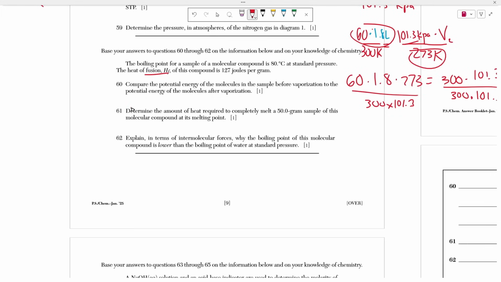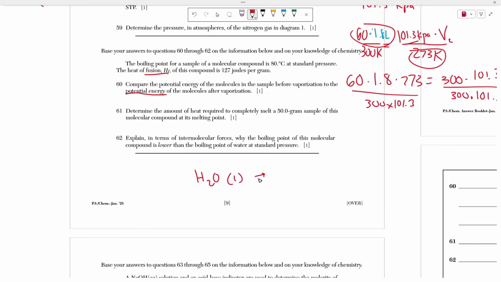Compare the potential energy of the molecules in a sample before vaporization to the potential energy of the molecules after vaporization. So for you to vaporize something, right, you're turning it into a gas. Right now it's a liquid, okay? Or even if it was a solid, right? In order for you to vaporize something, for you to literally boil something, you need to apply energy. So because you're applying energy, the potential energy of the system is increasing, right? Think about if I want to boil water.